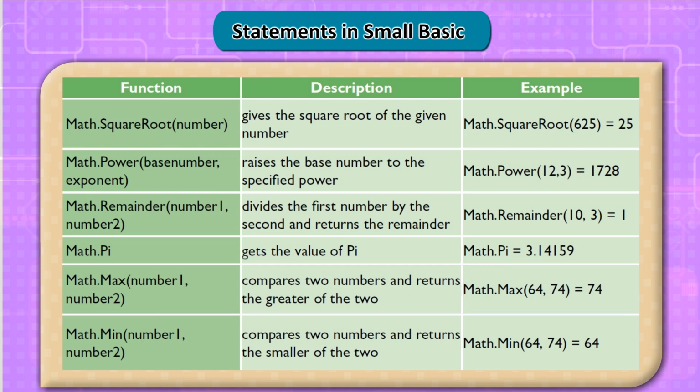Math.Max(64, 74) equals 74. Math.Min(number1, number2) compares two numbers and returns the smaller of the two. Math.Min(64, 74) equals 64.